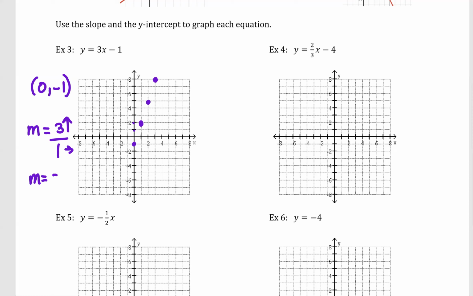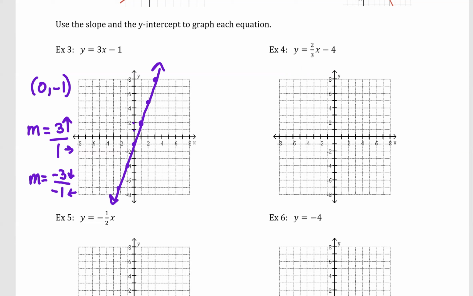You can also go down 3 and left 1 because a negative divided by a negative is also a positive. So we can go down 3 and left 1. And then all of our dots line up in a straight line, and then we graph the line. It's best to always fill your graph with dots.